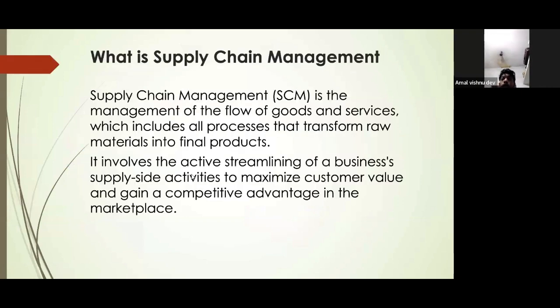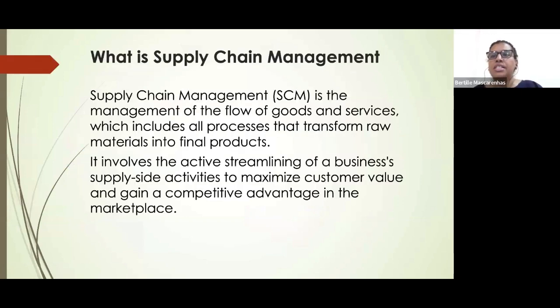Great. So supply chain, please take notes. You all can copy what is there on the screen itself. So supply chain management is nothing more than the management of the flow of goods and services, which includes processes that transform raw materials into a final product.